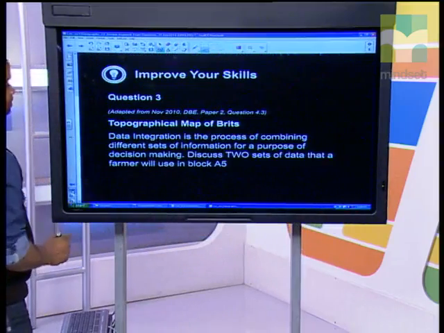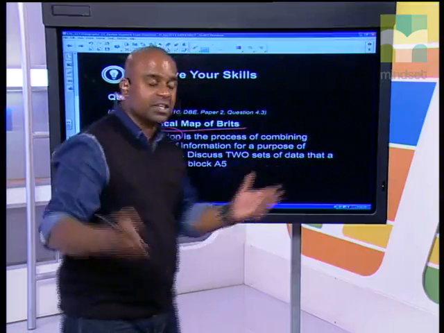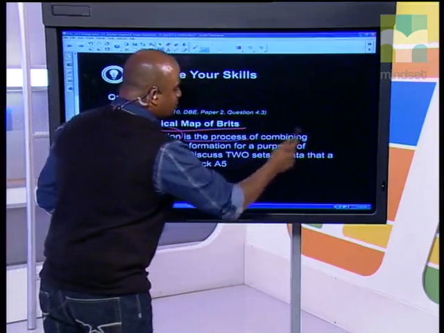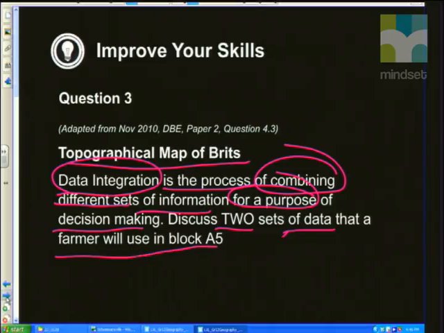Let's go to the next one. Again, we're dealing with the topographical map of Brits. Data integration. And simply, data integration is the putting together of data where you have different aspects like layering, and then when that information comes together, we refer to it as data integration. It is the process of combining different sets of information for the purpose of decision making. Discuss two sets of data that a farmer will use in block A5.